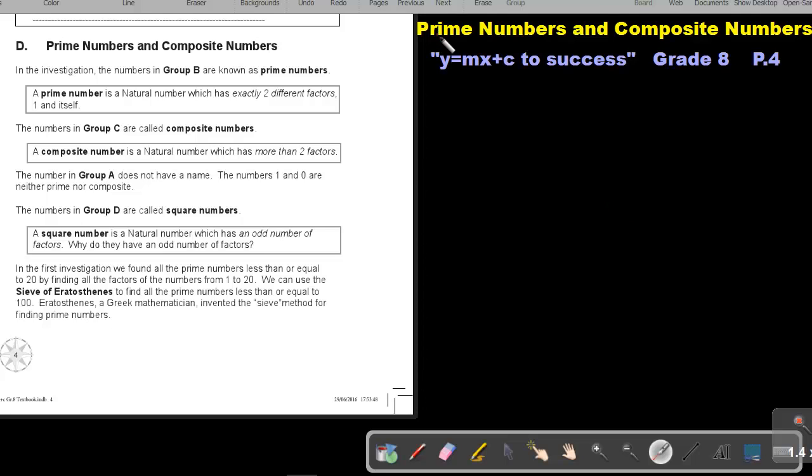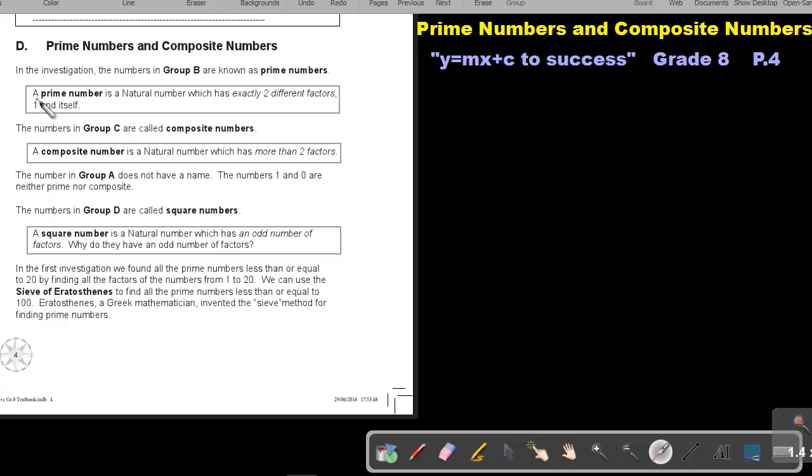In part 2, we are going to focus on prime numbers and composite numbers. You will find the page on the left in the Namibian Grade 8 textbook, y equals mx plus c to success, and you will find it on page 4.